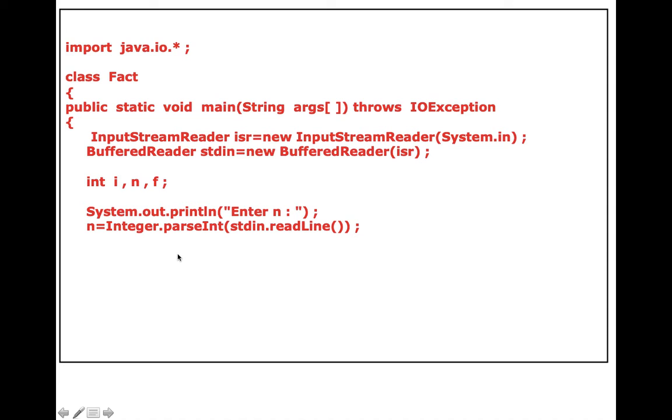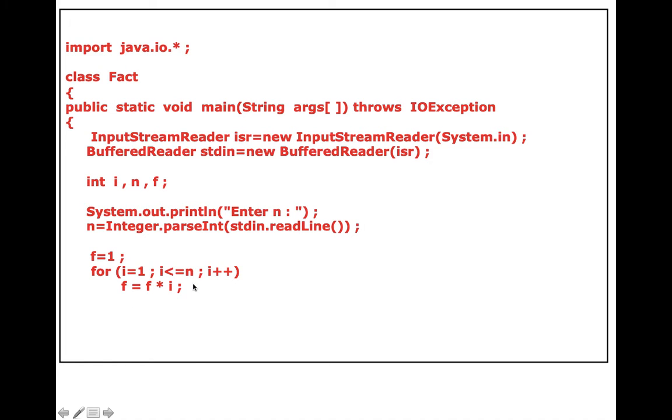So what is the logic of finding factorial? F equal to 1, for i equal to 1, i less than equal to n, i plus plus, and then f equal to f into i. If you don't know this logic, if you don't know how it works, no problem. I'll explain it to you very soon. Let's just complete the program first.